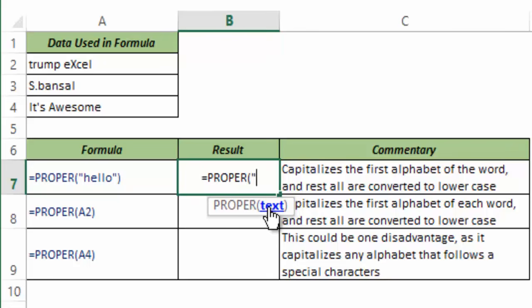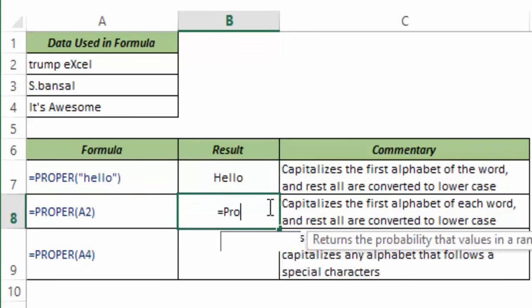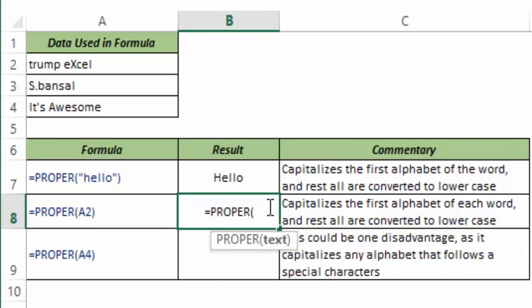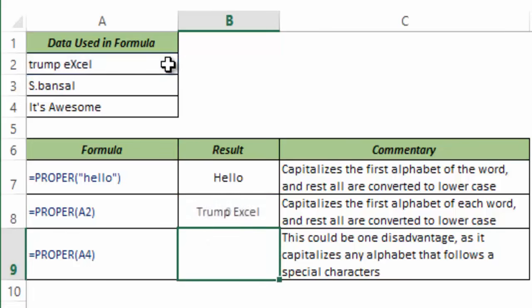So let me show you how this works. I type hello, everything in lowercase, and I hit enter, and you can see it has capitalized its first alphabet, which is H. Now let me show you how it works if I give a cell reference and if I have more than one word in my text. So I select A2, which has Trump Excel, where T is in lowercase but somewhere in middle, E in lowercase but X is in uppercase. So as I hit enter, you can see the proper function completely sorts it for me. It capitalizes the T and E, and all the rest of the alphabets are in lowercase.